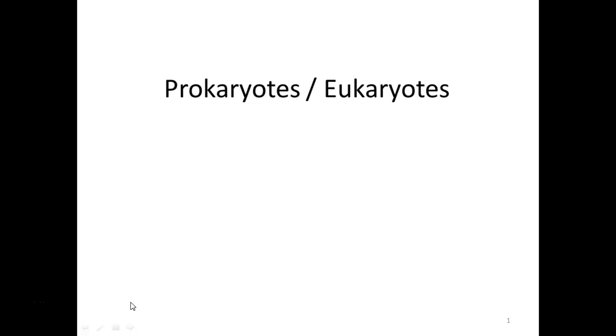So for this lecture, I actually kind of combine prokaryotes and eukaryotes as a similarity or compare and contrast. And that's actually one of your objectives, right, is to be able to compare and contrast prokaryotes versus eukaryotes. So as we talk about some of these structures, it's a good opportunity to say, okay, what does a prokaryote have versus what does a eukaryote have? And how are these things linked?